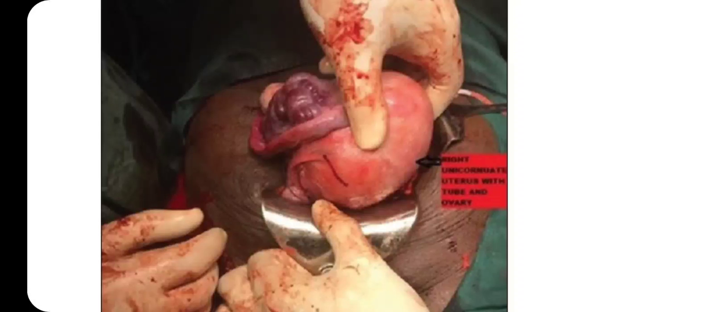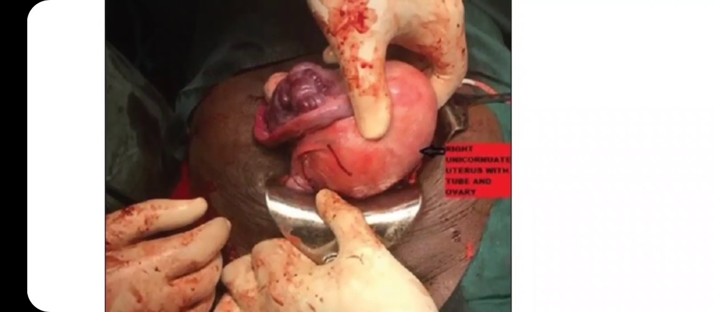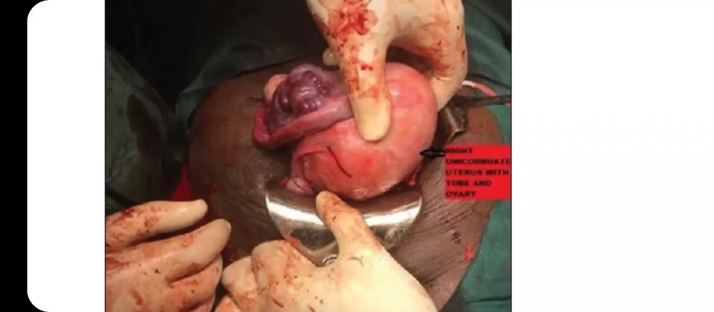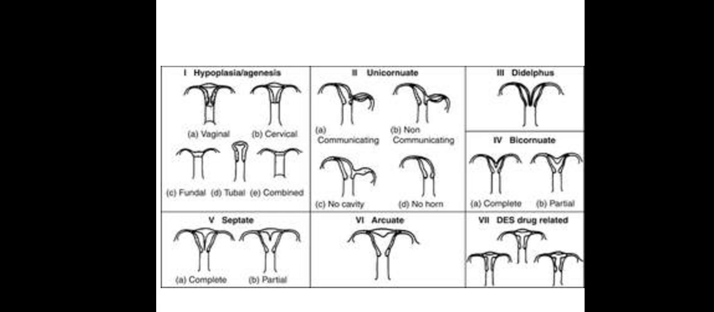This is another picture where you can see the right unicornate uterus with tube and ovary. The tortuous structures you see are the pampiniform plexus behind the right tube. That is the violet, very tortuous structure you can see there. This is the right side, the right tube and the right hemi-uterus, or the right unicornate uterus.